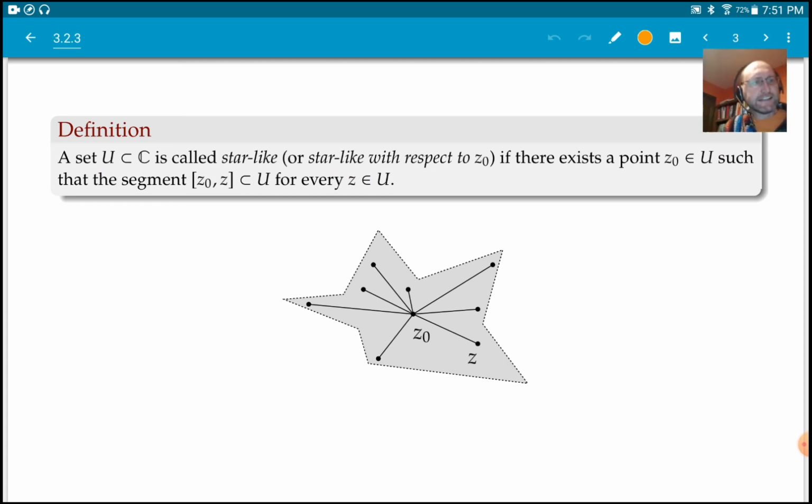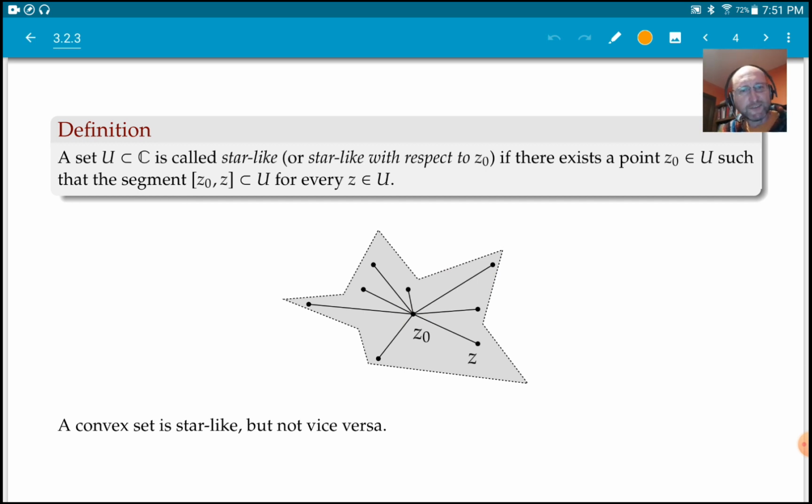So the idea is the following, and that's sort of where the name comes from. You think of it as a star, with Z0 being kind of the center of the star. And so for any point in the set, the line from Z0 to that point is in the set. So it's not quite convex. Convex sets are star-like. They're star-like with respect to every point.